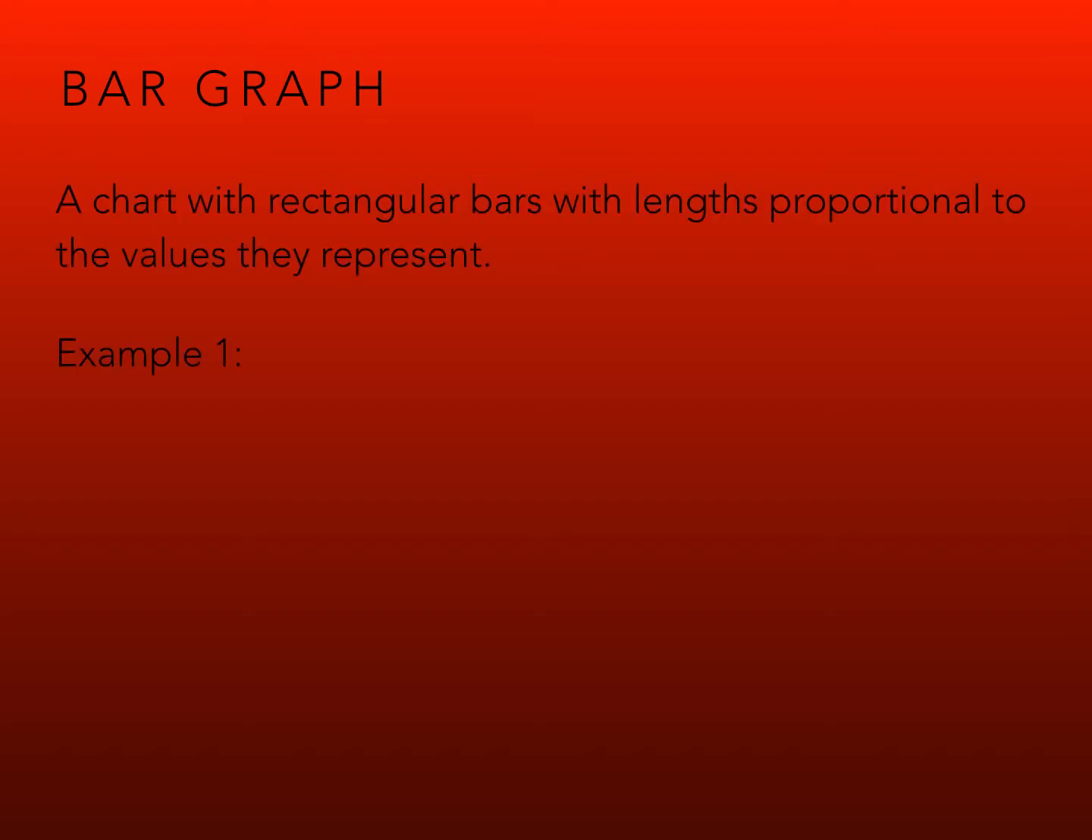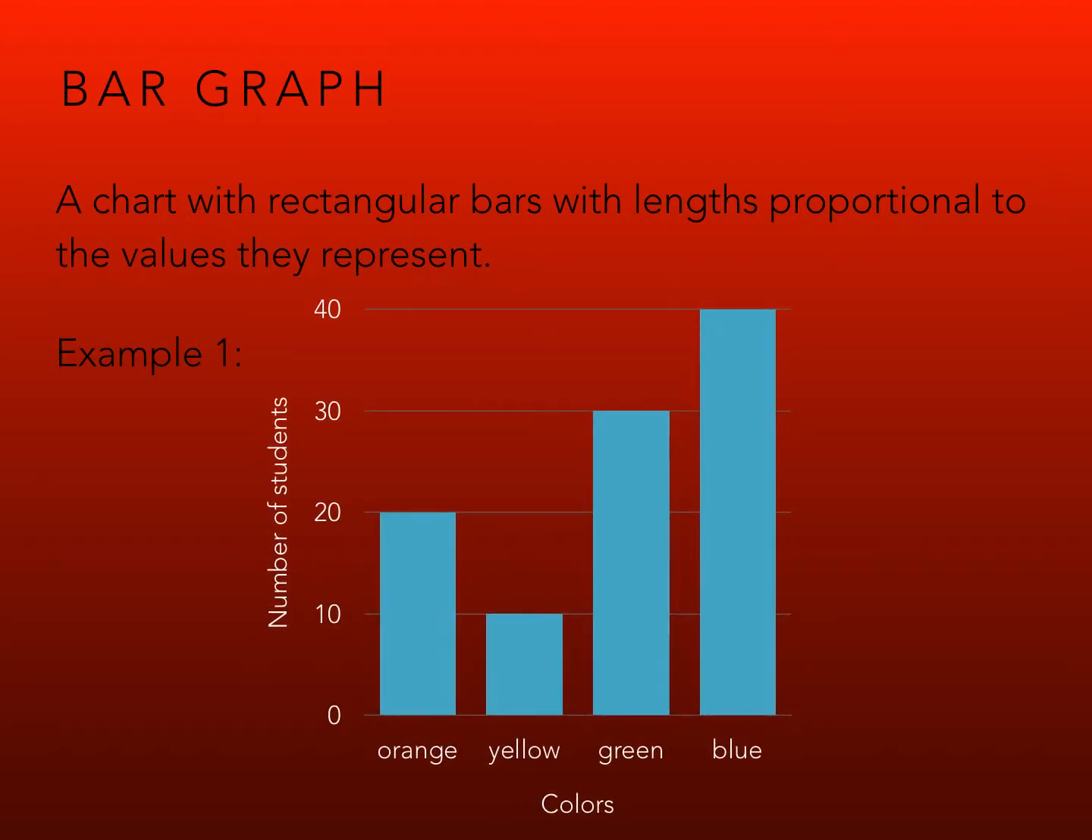It's the bar graph. A bar graph is a chart of rectangular bars with length proportional to the values that they represent. Our first example is a graph of favorite colors of students in a school. First, we'll learn the different parts of the bar graph. This first part is called the y-axis, or number axis. The next is the x-axis, or category axis.